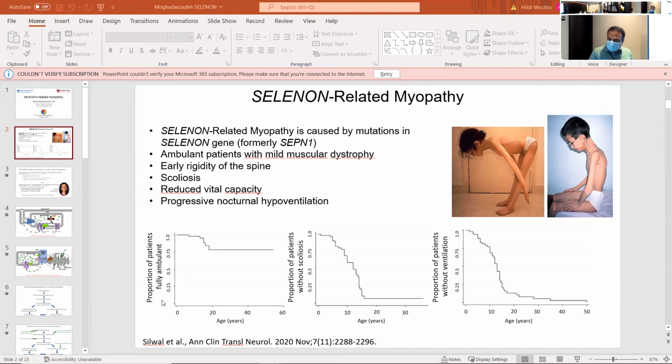And this graph here shows the proportion of patients that can walk throughout their lives. Some patients that have more severe clinical aspects lose their ability to walk. But those who are still able to walk at 20, most likely they will be able to walk throughout their lives. The scoliosis graph shows the proportion of patients with scoliosis. So you see by age 15 or 18, many of them already have a scoliosis.